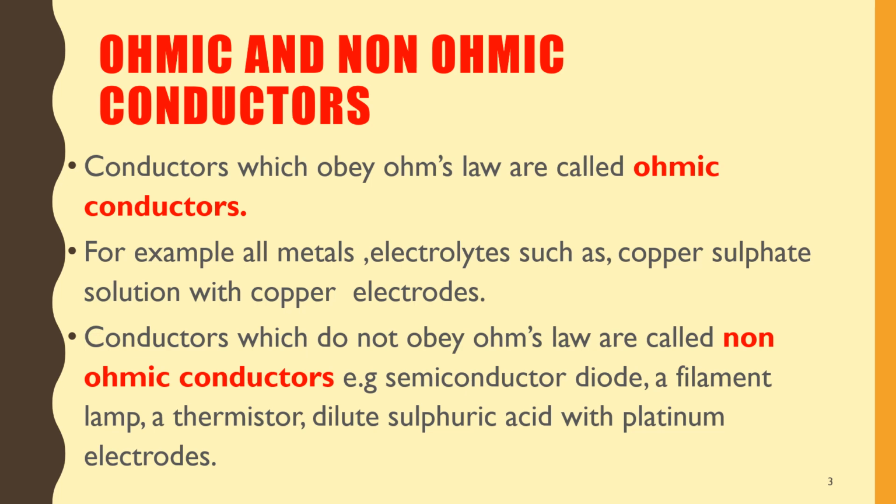There are two types of conductors. There are those referred to as ohmic conductors and non-ohmic conductors. Conductors which obey Ohm's law are referred to as ohmic conductors, such as all metals, electrolytes such as copper sulfate solution with copper electrodes, and some other conductors. There are also conductors which do not obey Ohm's law, and these are referred to as non-ohmic conductors. These include semiconductor diodes, filament lamp, thermistor, dilute sulfuric acid with platinum electrodes.